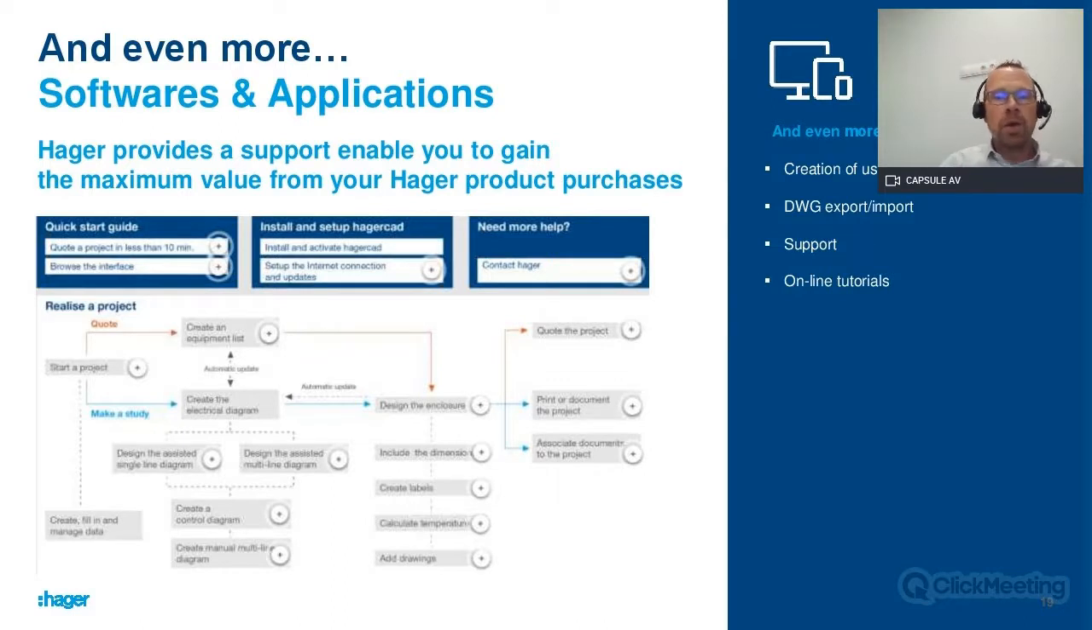Finally, what we can also propose is that with Hager CAD, you will be able to create your own user devices, third-party devices. A nice feature of Hager CAD is that you will be able to export or even import DWG files. So at the end of your project, you will be able to export the whole diagram in a DWG file. So you will be able to import this file in AutoCAD, for example. We also provide support, trainings, and on our website, you will be able to see online tutorials.